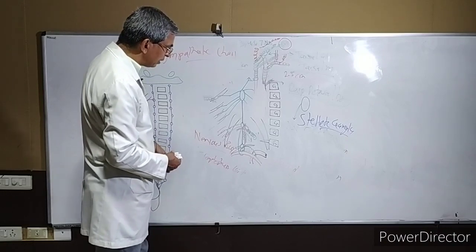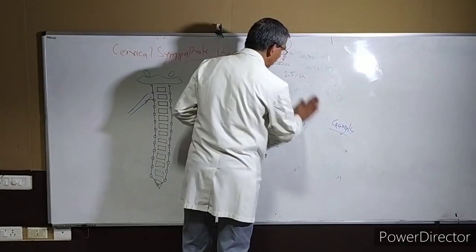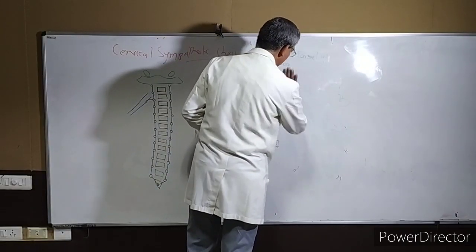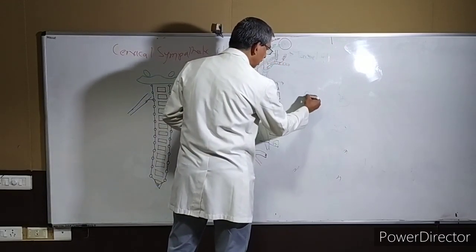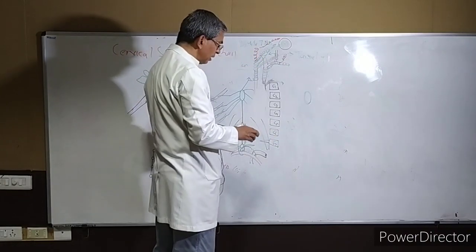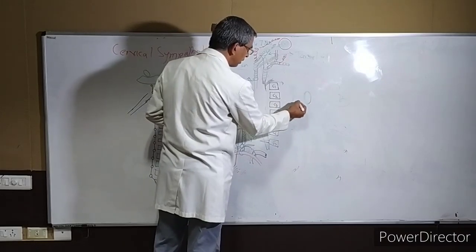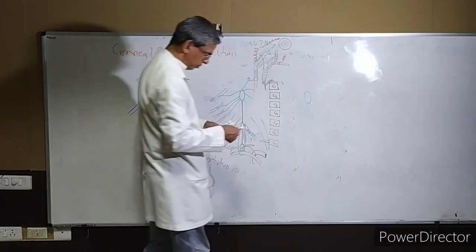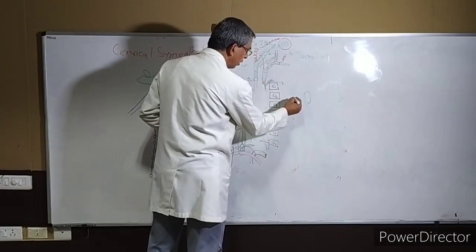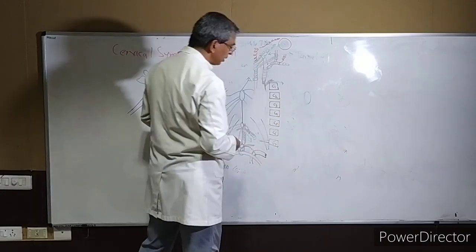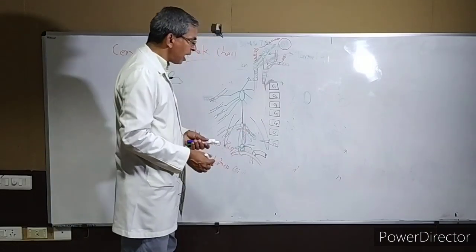And now what are the branches? If you see the branches of the inferior cervical ganglia, suppose this is the inferior cervical ganglia. Here it first gives rise to the lateral branches, same as the spinal nerve, two lateral branches towards the 7th and the 8th cervical nerves. Okay, these are the lateral branches. And what about the medial branches? Medial branches are the cardiac branches here.